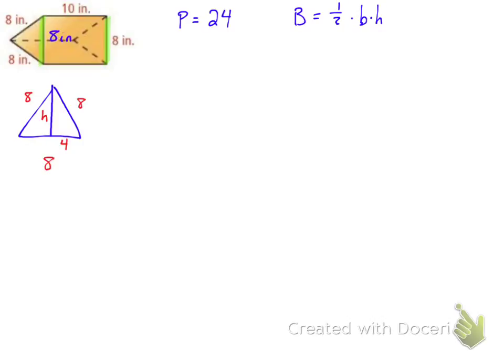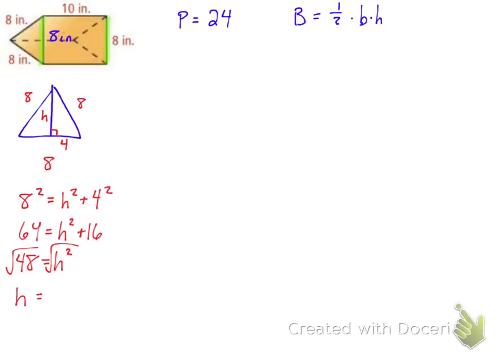And so I can use the Pythagorean theorem to find out what my height is and then find the area of the triangle. My hypotenuse is 8, so 8 squared is equal to h squared plus 4 squared. So I get 64 is equal to h squared plus 16. Subtract and I get 48 is equal to h squared. And then I can take the square root of both sides. When I do that, I get my height is 6.93.